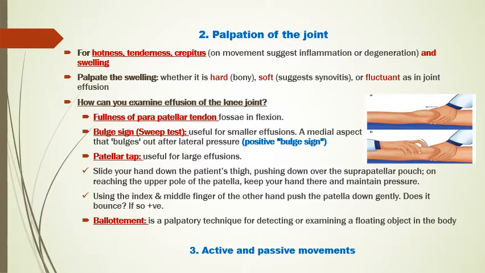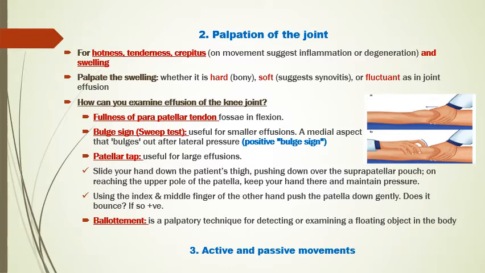Feel or palpation of the joint. By the dorsum of my hand, I can feel hotness or increased temperature of the joint. And by the tip of my fingers, I can do light palpation on the joint, especially at the point of ligament attachment, to detect whether there is tenderness or not, or whether there is crepitus or not.